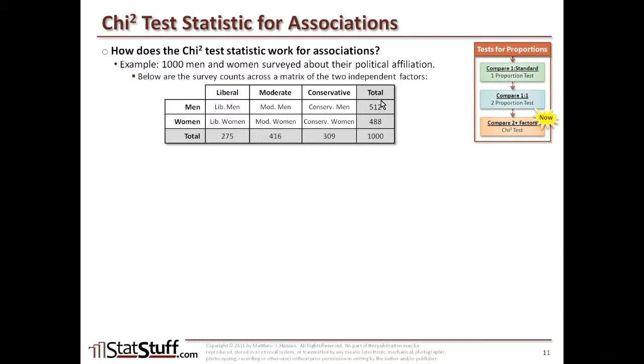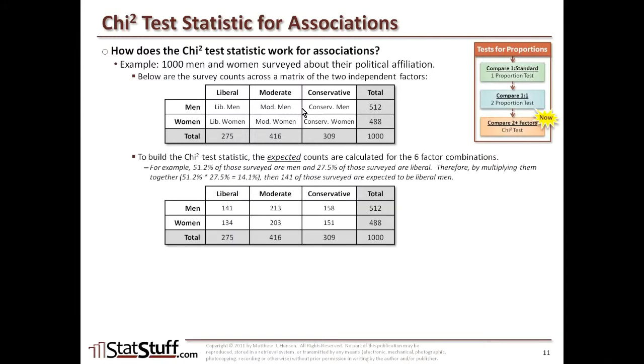So we might say that there's 512 men that were surveyed, 488 women that were surveyed, for a total of 1,000 who were surveyed. Among those who were surveyed, 275 were liberal, 416 were moderate, and 309 were conservative. So based off of that, we would build a Chi² test statistic to help calculate the expected counts that we have based off of these 6 factor combinations in these cells in the matrix.